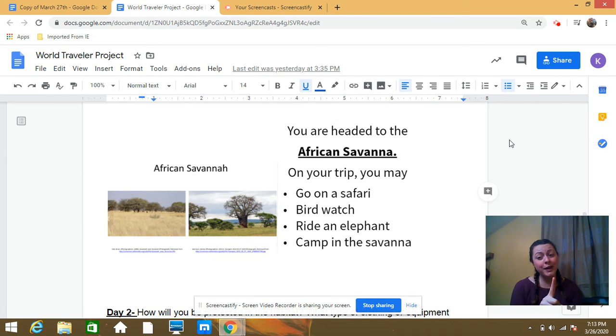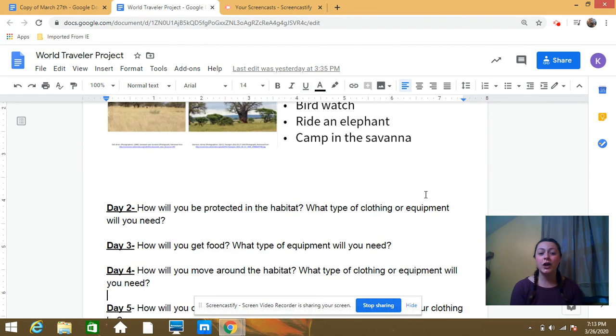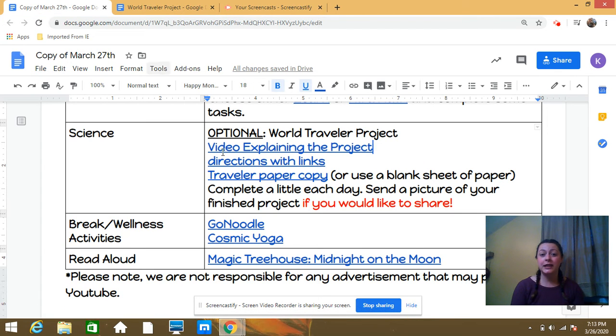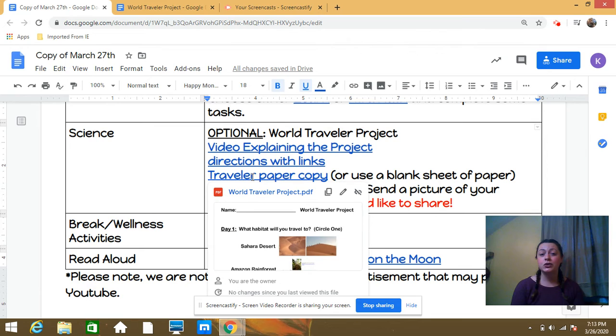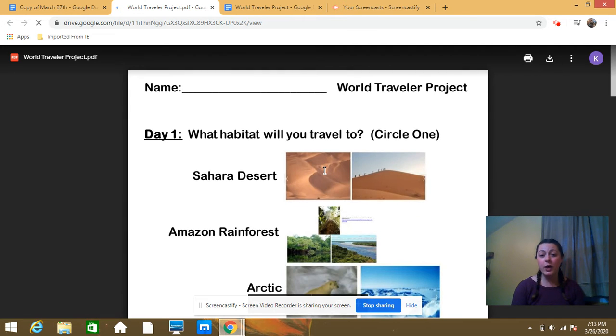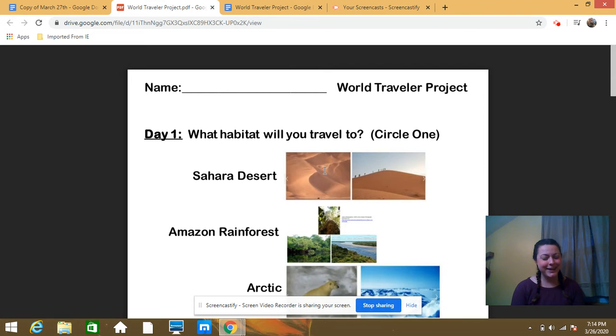Now you can only choose one, but if you really wanted to choose 2, you could do this project 2 times. Now that you chose the habitat that you would like to visit, you are going to think of these questions. I want you to look at your daily agenda sheet and click on Traveler Paper Copy. Open that up. These are all the questions that you are going to answer. Don't forget to write your name, your date, and your number. What habitat will you travel to? You circle 1.